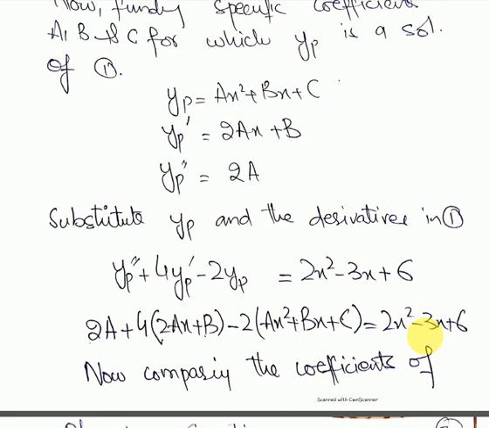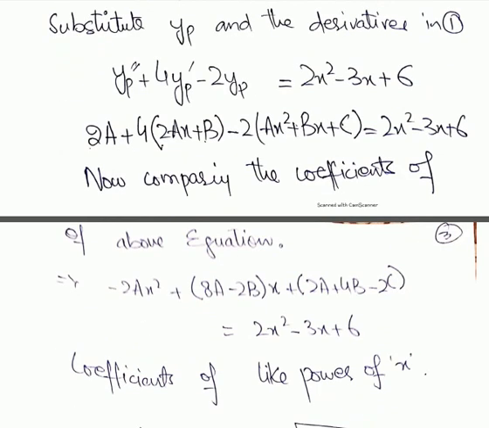Now, as we always solve these kinds of equations before, we compare the coefficients of like powers of x. If the coefficient of x square is 2 here, what is the coefficient of x square on the left hand side? This is minus 2a. So we will compare minus 2a with this 2. So actually we are comparing the coefficients.